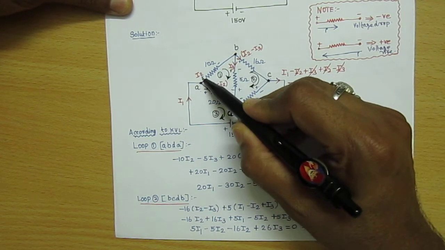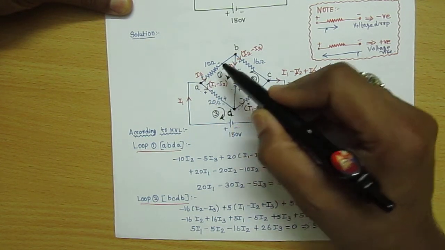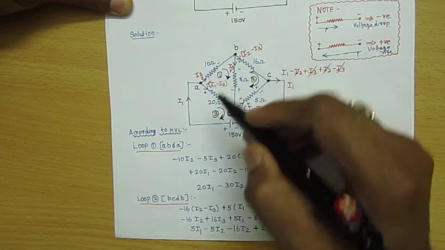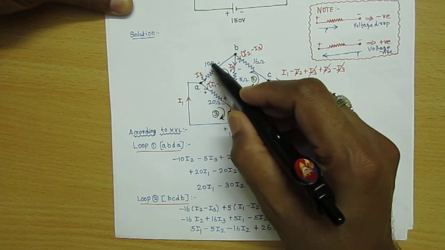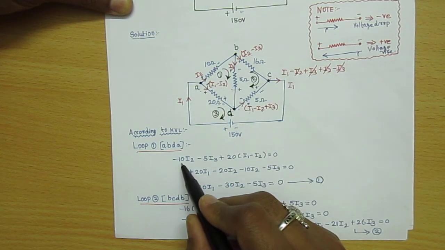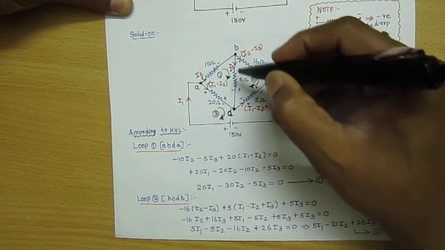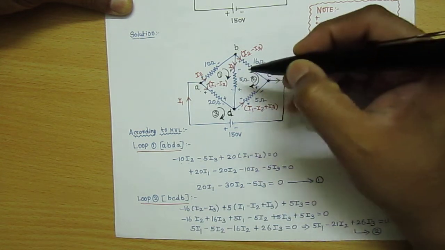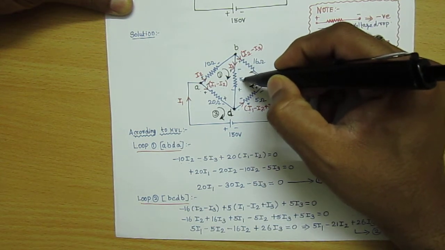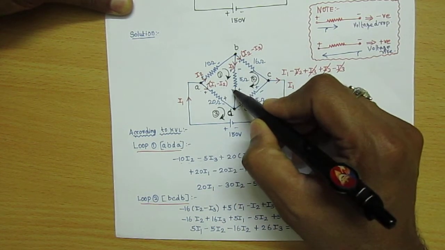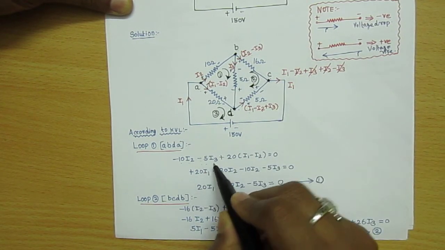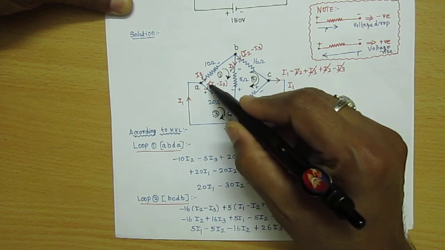So it is from higher potential to lower potential, so we have to put minus, and then V is equal to I into R. I value is I2, R value is 10. So we'll get minus 10 I2 in this branch. In this branch the resistance value is 5. So here it is from higher potential to lower potential, so minus 5 I3. Again it is higher potential to lower potential.